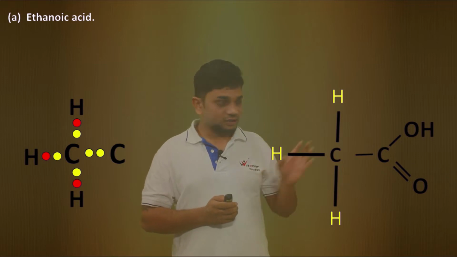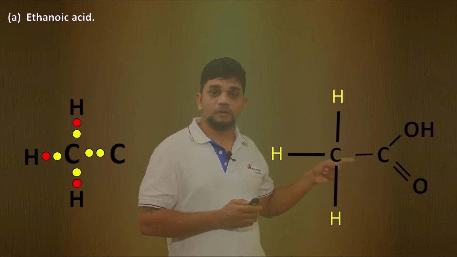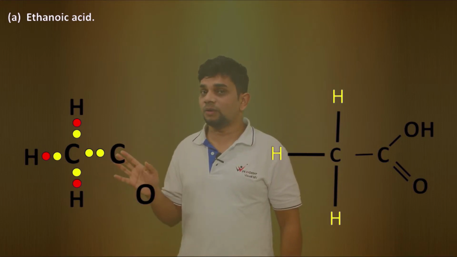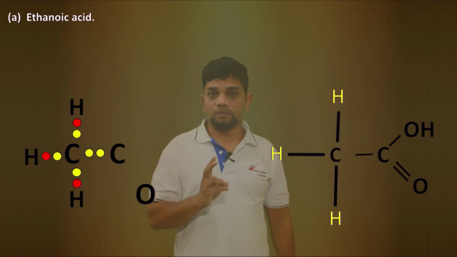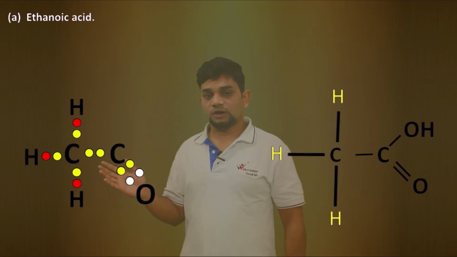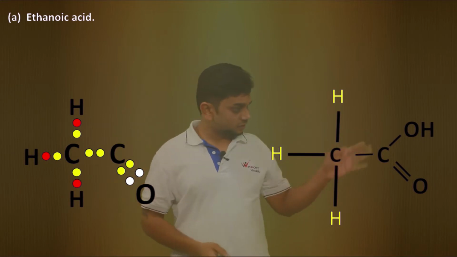Now here from C there is a double bond to the O. We are going to draw O here. This is O and it is a double bond. There are 4 electrons because it is a double bond. 4 electrons, 2 pairs of electrons, right? So 4 electrons, the white electron is of oxygen, yellow is of carbon. Now this section is over.